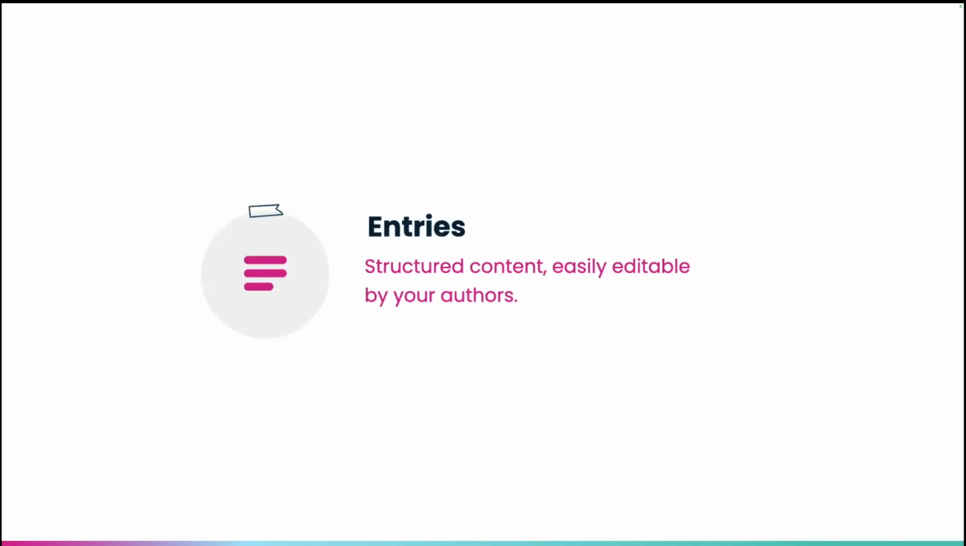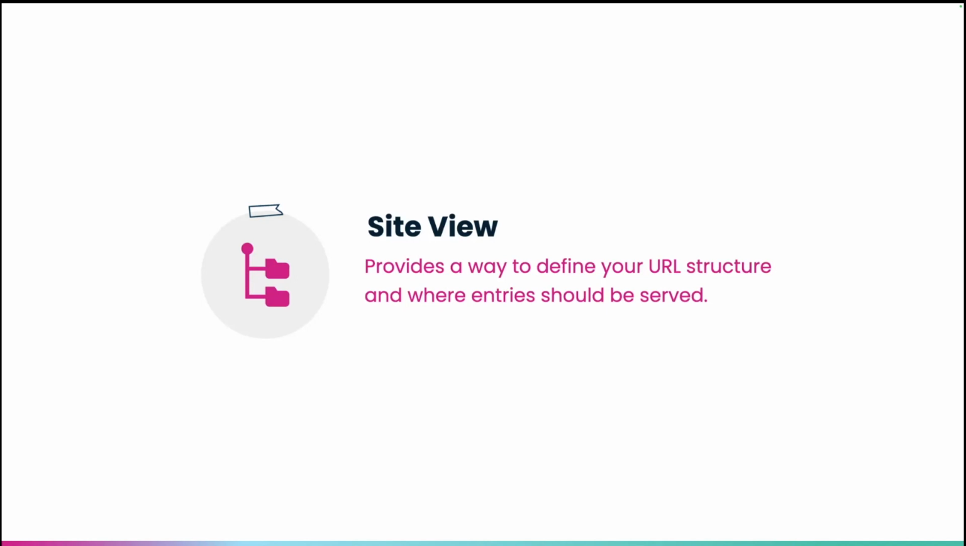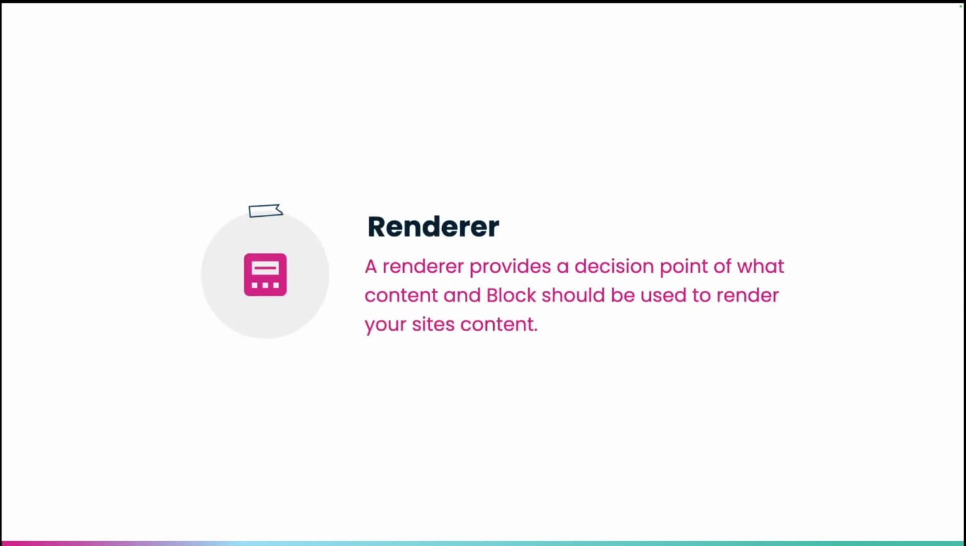So that's split up into 4 parts. We have entries, all delivered through content modeling and structured content with our content type builder. And this makes it really easy for authors to just focus on creating content. We have site view, a way to define your URL structure for your site, where entries should be served from, where content should exist on your site. And that is paired with 2 new features, renderers. Basically, a renderer is the bridge between your site view structure and what block will be displayed on your site.